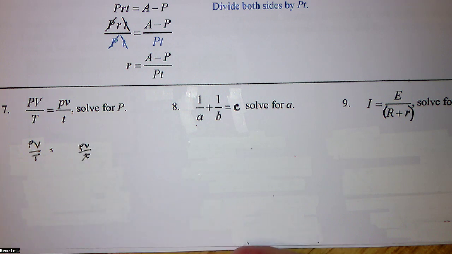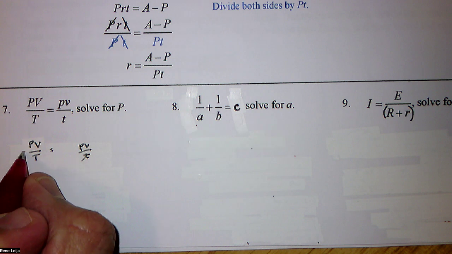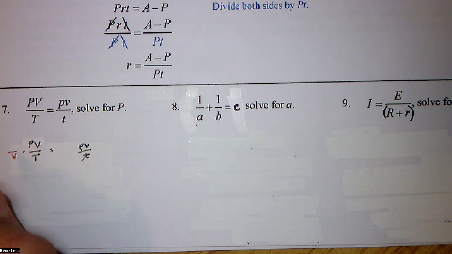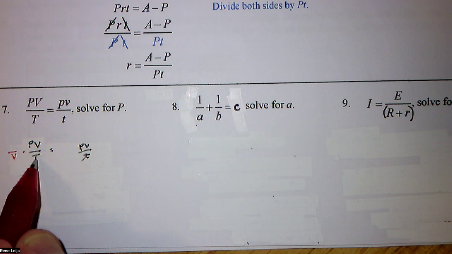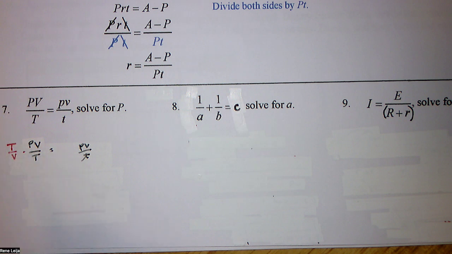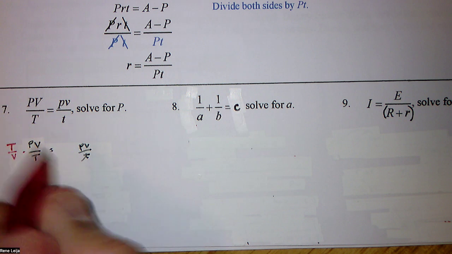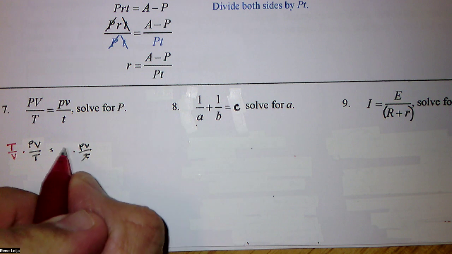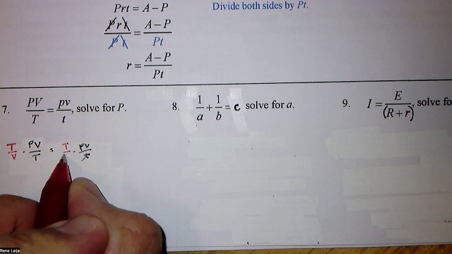Okay, so capital P is being multiplied by V. So what undoes that is division. So we're going to divide by that. Now, the P is also being divided by T, and what undoes division is multiplication. So if I multiply by T over V on one side, then I have to do this on the other.